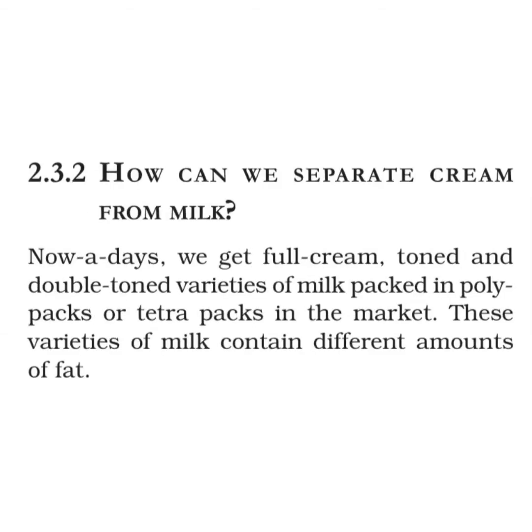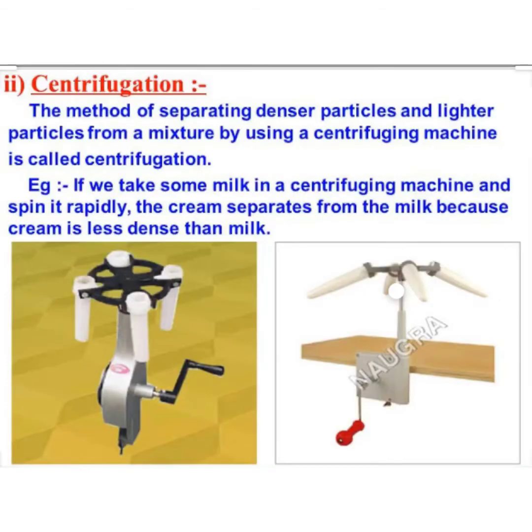Next is, how can we separate cream from milk? Nowadays, we get full cream, toned and double toned varieties of milk packed in polypacks or tetra packs in the market. These varieties of milk contain different amounts of fats. So now let us see how we can separate these fats from the milk. It can be done by the process which is called centrifugation.